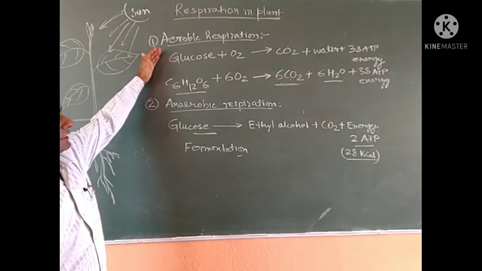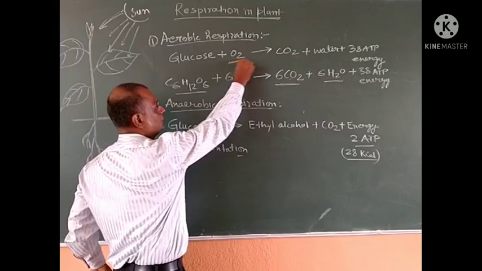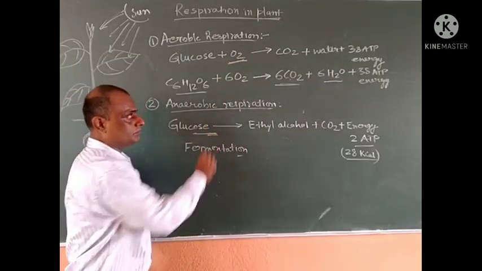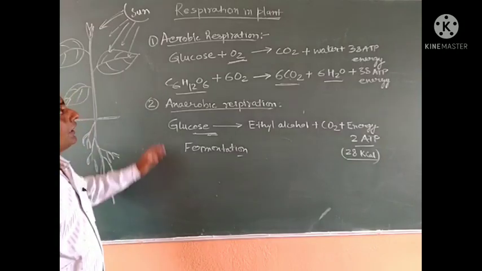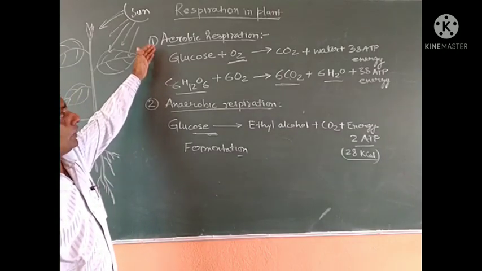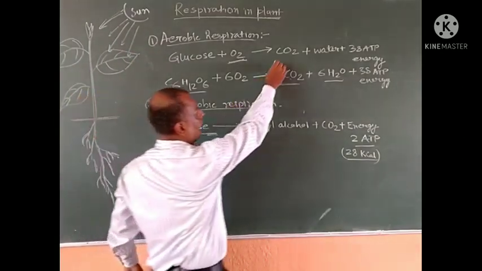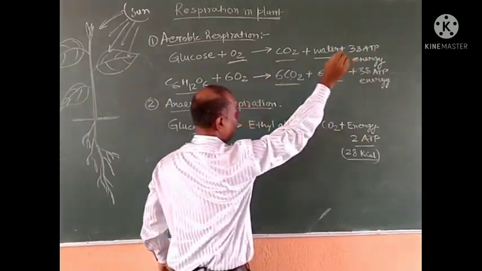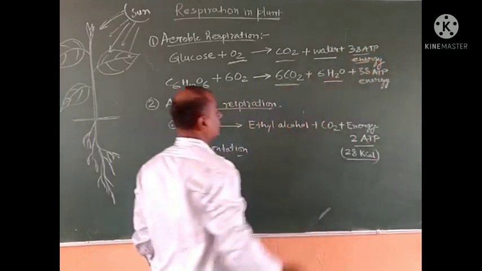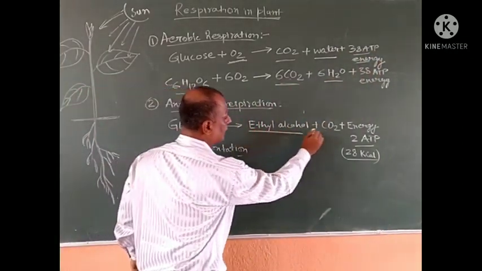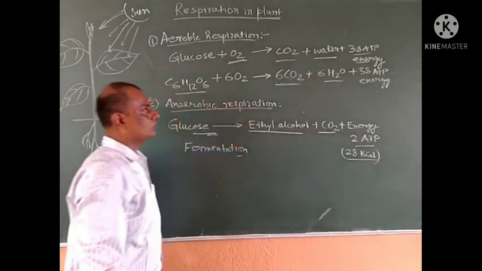So aerobic respiration takes place in presence of oxygen. Anaerobic respiration takes place in absence of oxygen. This is the difference. The products produced during aerobic respiration are carbon dioxide, water and 38 ATP energy. The products produced during anaerobic respiration are ethyl alcohol and carbon dioxide.